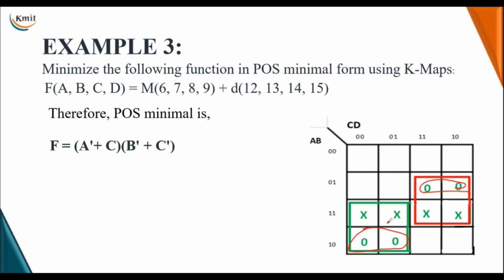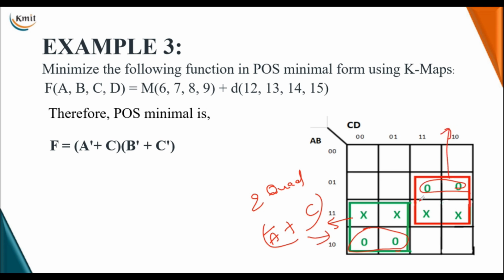Now if I assume don't cares as 0, I can form two quad groups here. Each quad can eliminate 2 variables from each sum term. So this green quad will have the variable which is row wise A value is 1 as a sum term. The first group sum term is A bar or C, since C value is 0. So A bar or C is the minimal sum term of this quad.